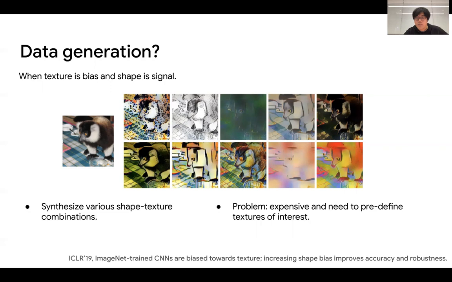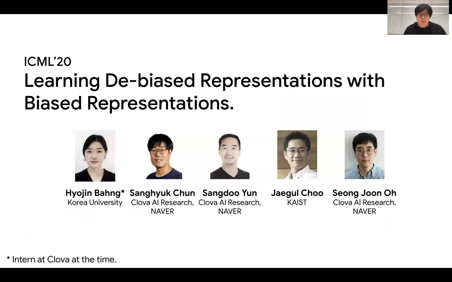So here is our solution, a paper named Learning De-biased Representations with Biased Representations. This paper is published in the upcoming ICML. This work is a collaboration with Hyojin Bahng from Korea University, Jaegul Choo from KAIST, Sangdoo Yun and Seong Joon Oh in Clova Research.